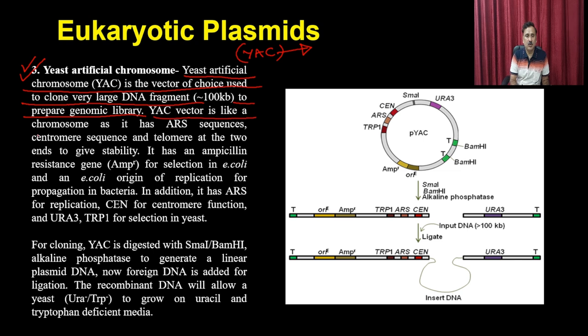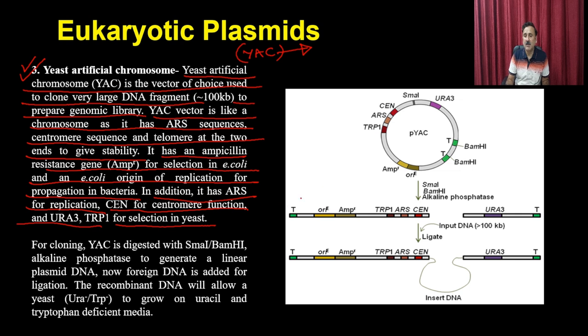The YAC vector is like a chromosome as it has the ARS sequences, centromere sequences and telomeres at the two ends to give stability. It has an ampicillin resistance gene for selection in E. coli and an E. coli origin of replication for propagation in bacteria. In addition, it has the ARS for replication, CEN for centromere function, and URA3 and TRP1 for selection in yeast. This is a vector map of the YAC where you have the CEN sequences for the centromere, the ARS sequences, and then the URA3 and TRP1.